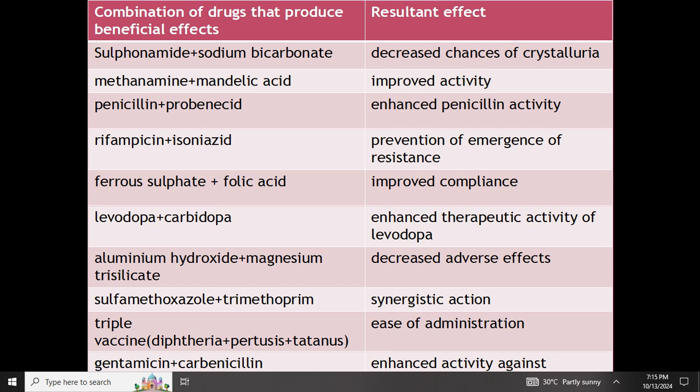Then triple vaccine, diphtheria plus pertussis plus tetanus, when this combination is given, there will be ease of administration. That is why the vaccine is given as a combination. Gentamicin along with carbenicillin leads to enhanced activity against the microorganisms.